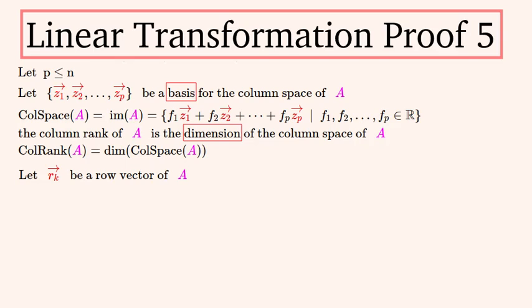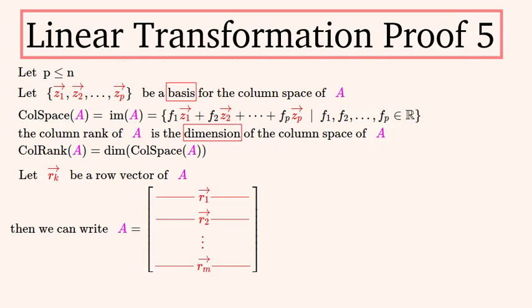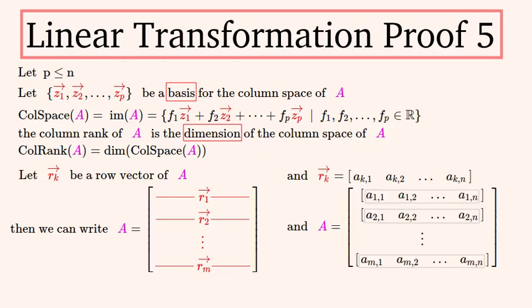We can similarly let R_k be a row vector of A. R stands for row. We can write A like this, as a collection of row vectors stacked on each other like this, and with long horizontal lines next to them, so that the vectors look like they span the whole width of the matrix. And this is what each row vector contains in terms of the entries of A. We can also write A out like this, in terms of row vectors that contain all of these entries.